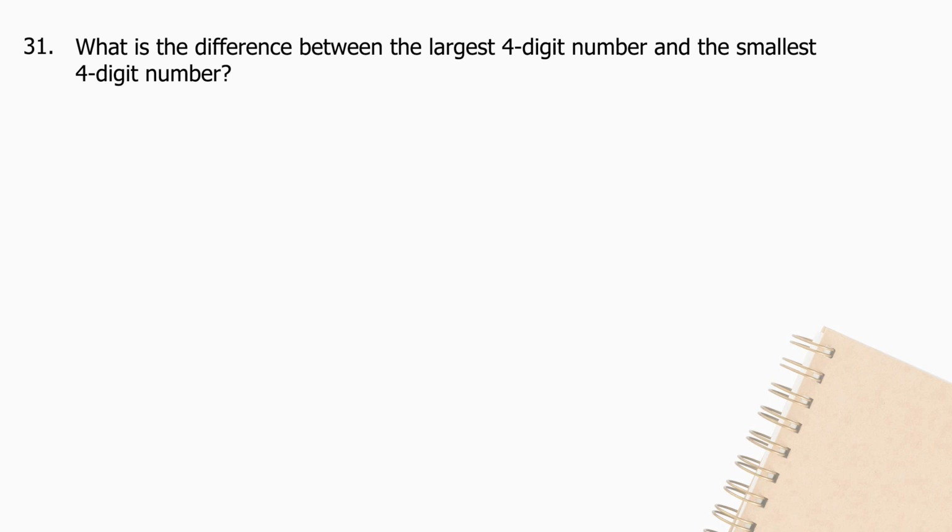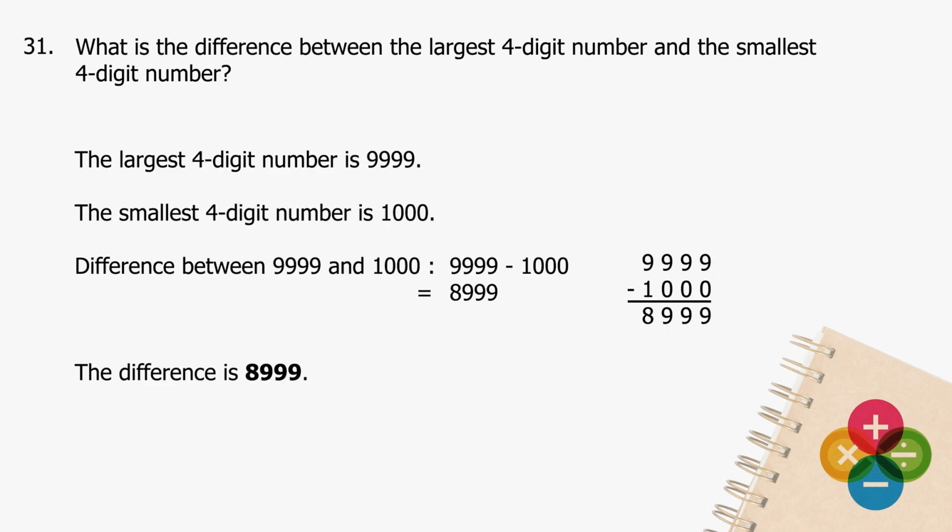Question 31. What is the difference between the largest 4-digit number and the smallest 4-digit number? The largest 4-digit number is 9,999. The smallest 4-digit number is 1,000. The difference between 9,999 and 1,000 will be, subtract 1,000 from 9,999, and the difference is 8,999. The difference is 8,999.